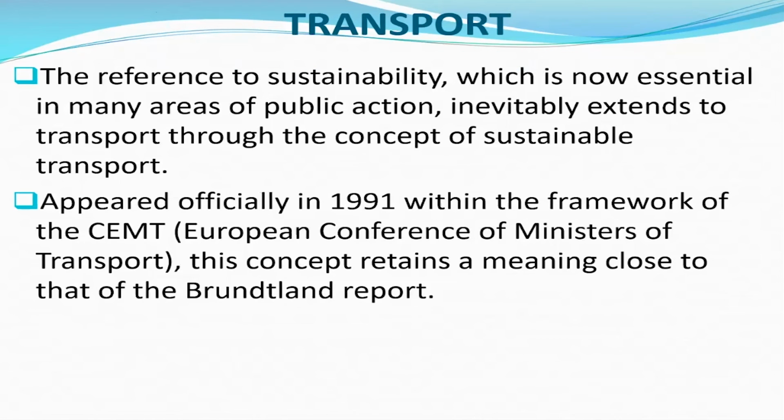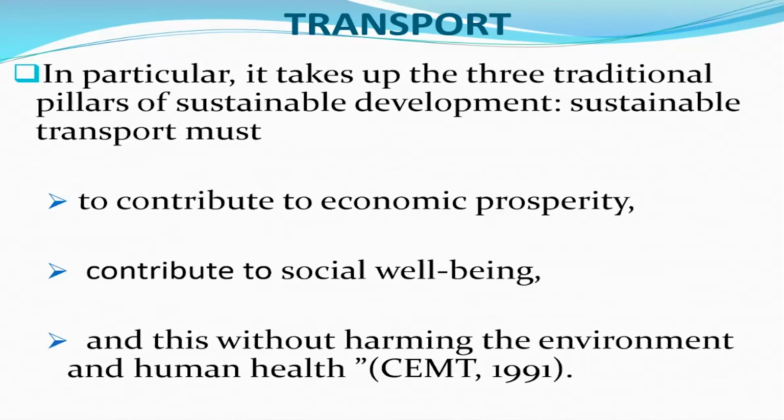In the transport sector, the reference to sustainability, which is now essential in many areas of public action, inevitably extends to transport through the concept of sustainable transport. It appeared officially in 1991 within the framework of the CEMT, the European Conference of Ministers of Transport. This concept retains a meaning close to that of the Brundtland Report. In particular, it takes up the three traditional pillars of sustainable development. Sustainable transport must, one, contribute to economic prosperity, two, contribute to social well-being, and three, achieve this without harming the environment and human health. This is deduced from the CEMT's report of 1991.